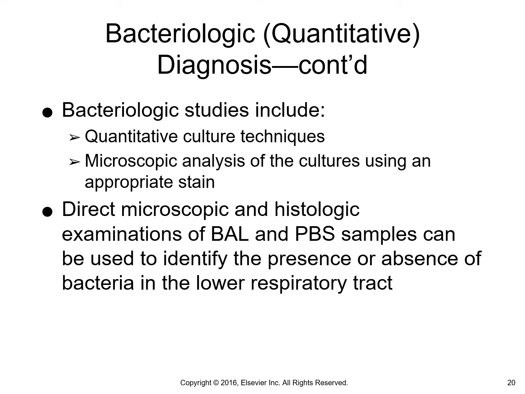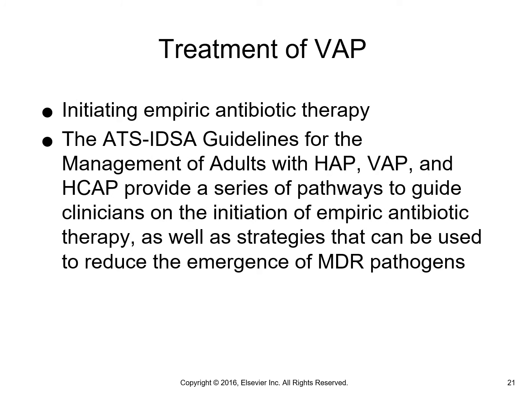Then they look at this microscopic analysis of the cultures using appropriate stain to see if they're gram-positive or gram-negative. So these samples can help us determine whether or not there is a bacteria in the lower respiratory tract. So treating the VAPs, making sure we're on the proper therapy, initiating empiric antibiotic therapy as long as the patient doesn't have risk factors for multi-drug resistant pathogens.